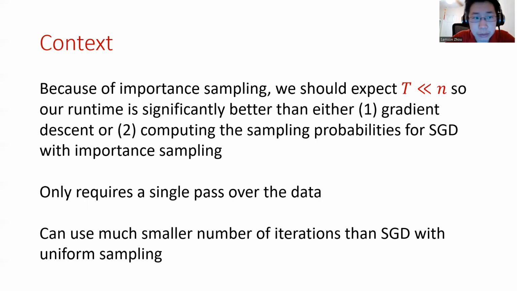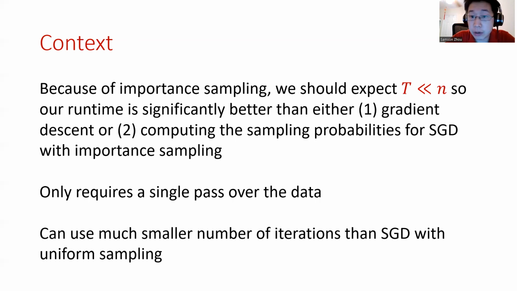So some context for these results. Because of importance sampling, we should expect the number of iterations t to be much smaller than n. In particular, for uniform sampling, SGD might have a large number of iterates if the variance is large, but this shouldn't be the case for importance sampling. So our runtime is significantly better for a lot of interesting sets of data.